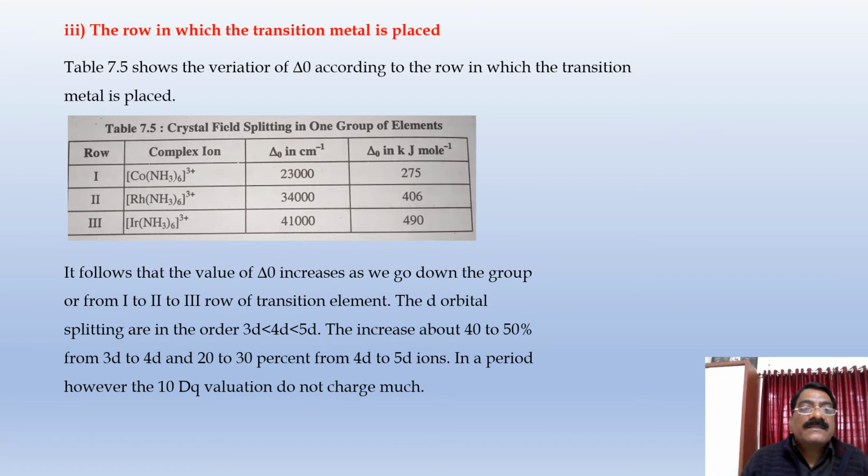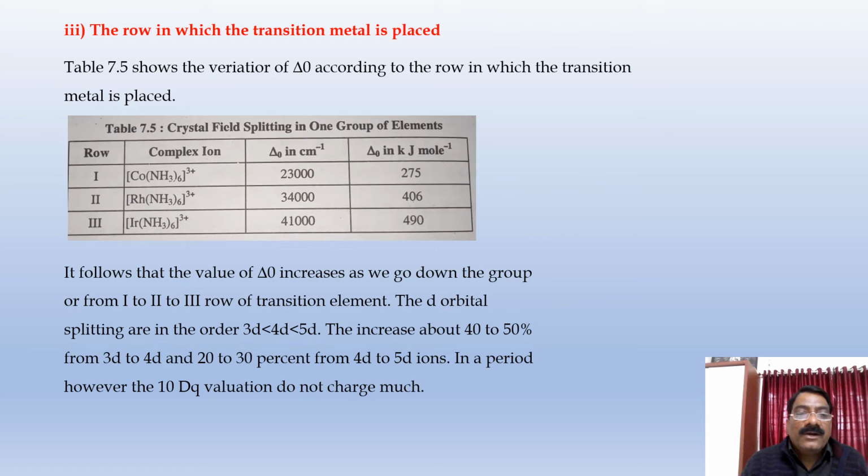41,000 cm⁻¹. That means the 10 Dq value changes if the position of the metal changes. First transition row elements have a lower 10 Dq than second row elements, and second row elements have a lower 10 Dq value than third row elements. That means the third row element can show the highest 10 Dq, or splitting of the d orbitals. In short, the value of 10 Dq increases as we go down the group, from first to second, and second to third row transition elements.